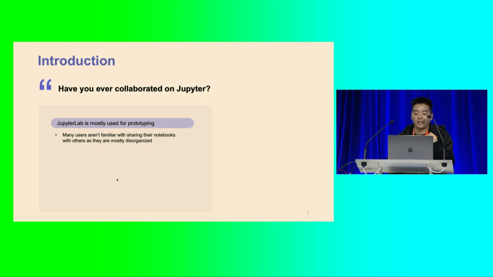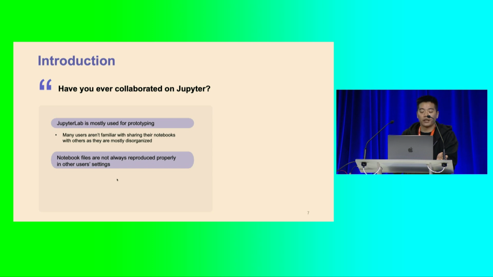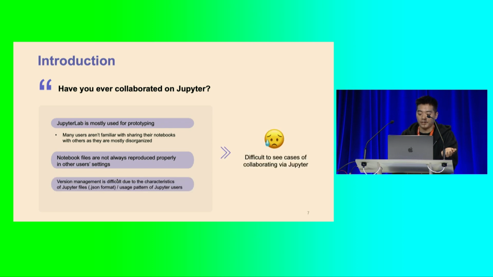So, like Damian mentioned, people seem to utilize JupyterLab primarily for prototyping purposes. As a result, they often do not neatly organize notebook files to share with others. Moreover, when receiving a notebook file, it might not be reproducible in your own environment. Due to the JSON format of Jupyter files and the usage patterns of Jupyter users, version control of files isn't easy. For these reasons, I haven't seen many cases where people collaborate using Jupyter.